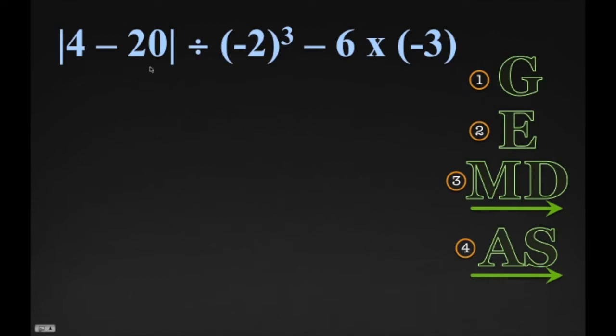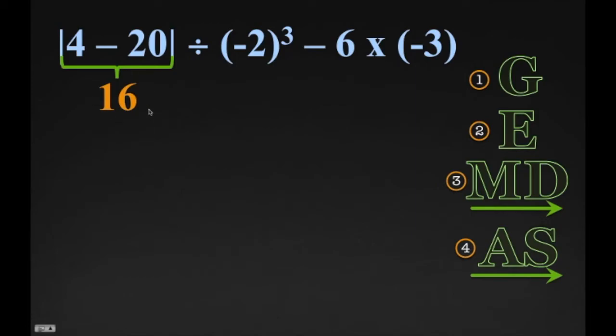And what's 4 minus 20? Well, 4 minus 20 is negative 16. But the absolute value of negative 16 is positive 16. Because that's how far negative 16 is away from 0.